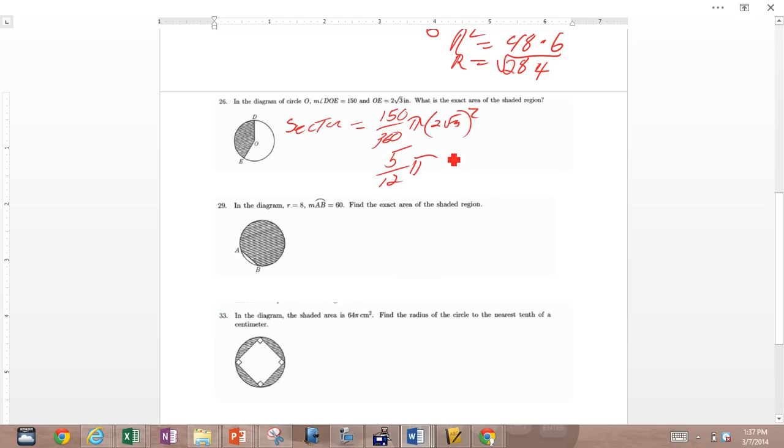Pi, 2 root 3 squared. Put it over here, 2 root 3 squared is 2 root 3 times 2 root 3, which is 4 root 9, which is 4 times 3, which equals 12. So it's 5/12 of 12 pi. So it looks like we'll lose our 12s and get 5 pi as our area. Okay.